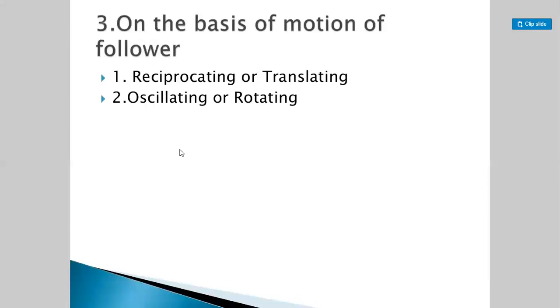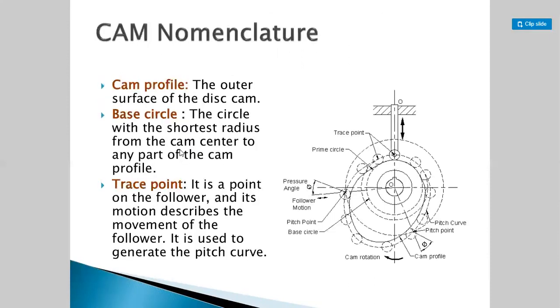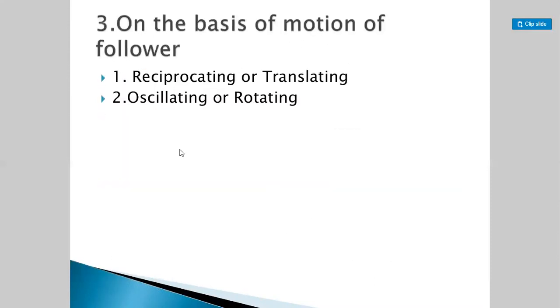Now, on the basis of motion of the follower, it can be a reciprocating or translating follower, or an oscillating or rotating follower. When the follower is only reciprocating, it is called the reciprocating or translating follower. When the follower has an oscillating motion during the movement of the cam, then it is called the oscillating follower or rotating follower.